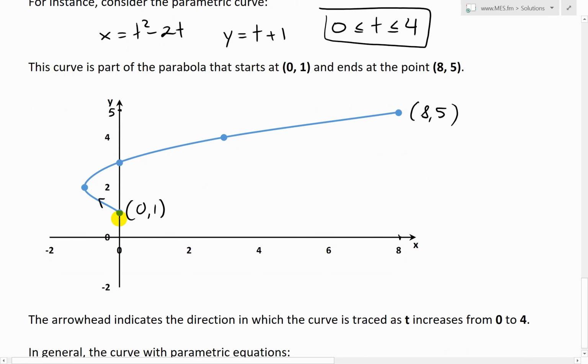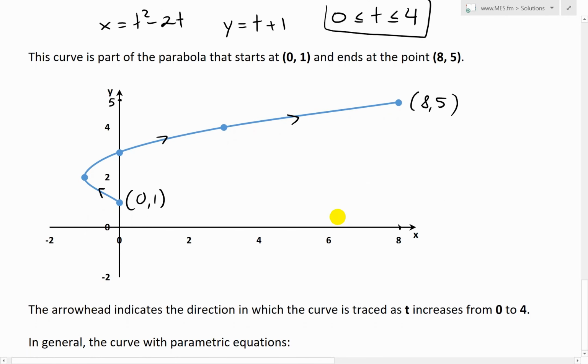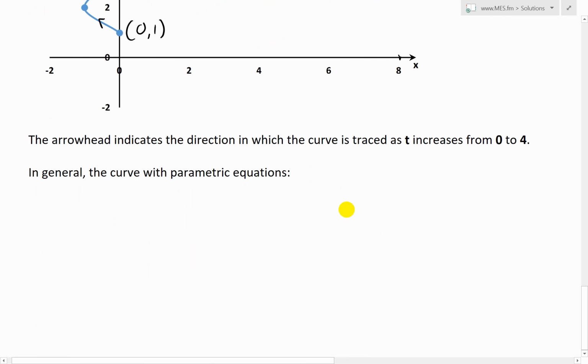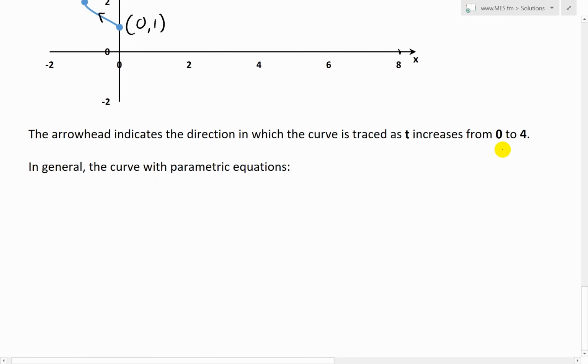So that's how it would look. And if you draw arrows, visualizing it as a particle moving across this curve, it would be moving in the direction of the arrows, indicating increasing time. Again, the arrowhead indicates the direction in which the curve is traced as t increases from 0 to 4.